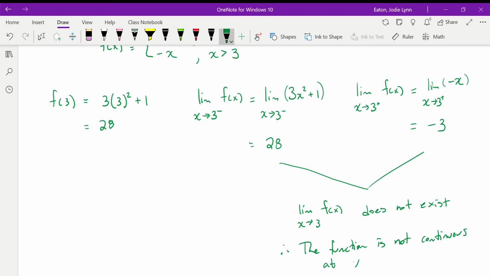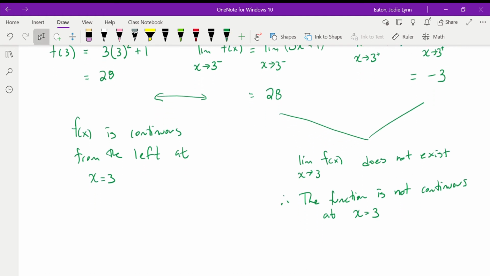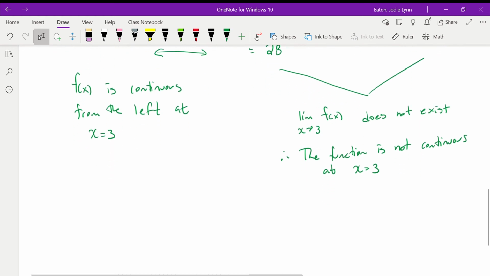at x equals 3. But because these two are the same, we can say the function f of x is continuous from the left at x equals 3. So it's sort of partially continuous, and the continuity is coming from the left. We've defined continuity at a point, and different kinds of continuity at a point. It can be fully continuous, or it can have continuity from just one side, or it can be not continuous at all.